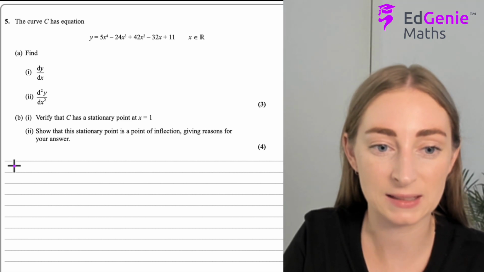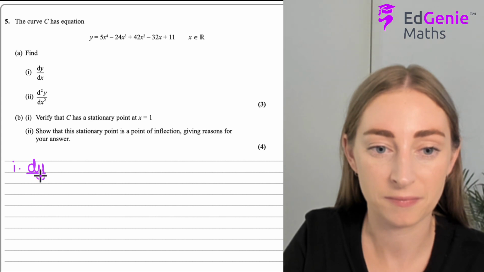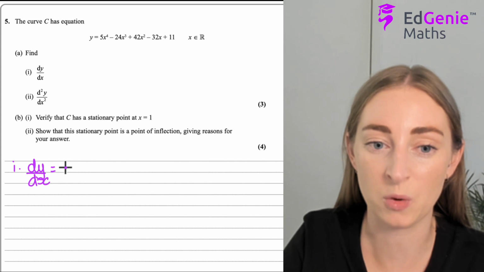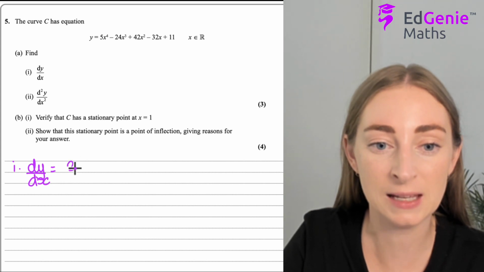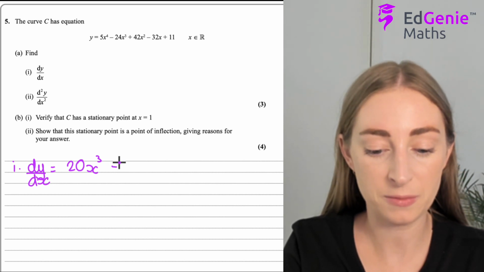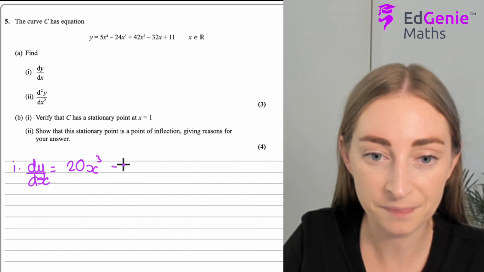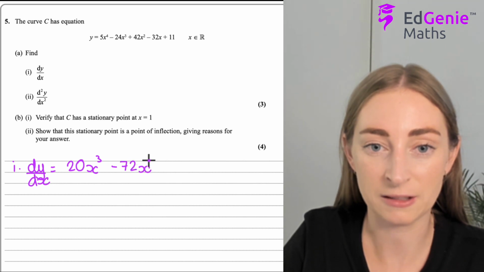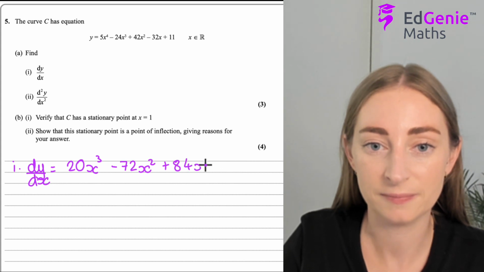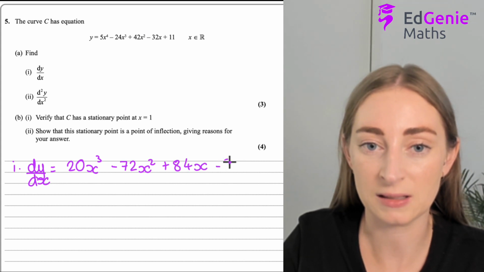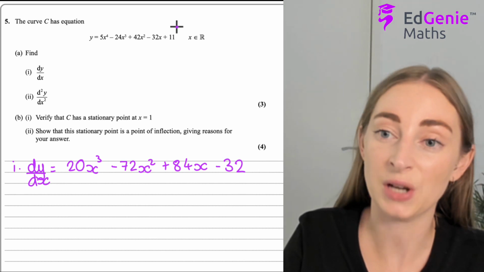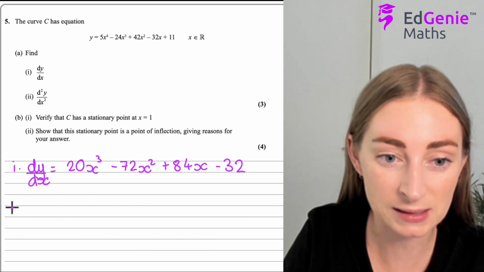Find dy by dx. So that's nice and easy. We multiply by the power and reduce the power by 1. So 5 times 4 is 20. 4 minus 1 is 3. 24 multiplied by 3 is 72. And decrease the power. 42 times 2 is 84. Here it's just going to be minus 32. And this one, imagine it was x to the power of 0. So you times it by 0, so that term disappears.